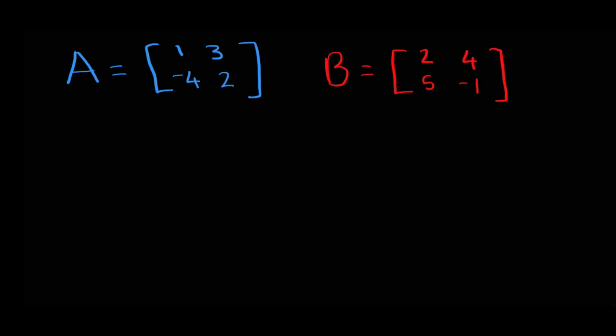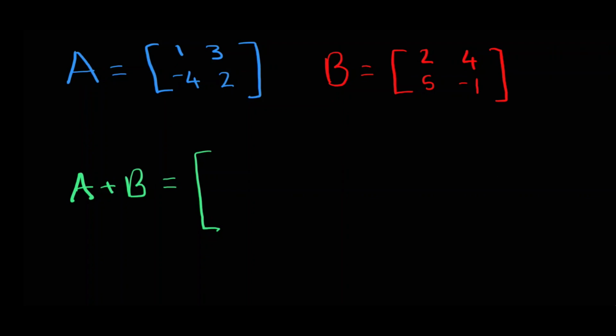Today I'll be showing you how to add and subtract matrices. And here on screen I have two matrices, A and B. Now how would you find A plus B? Well, to add matrices, you just add the corresponding numbers which are in the same position in each matrix.